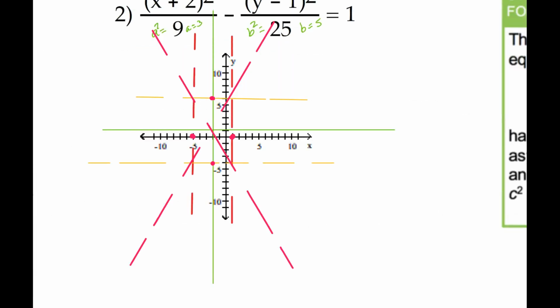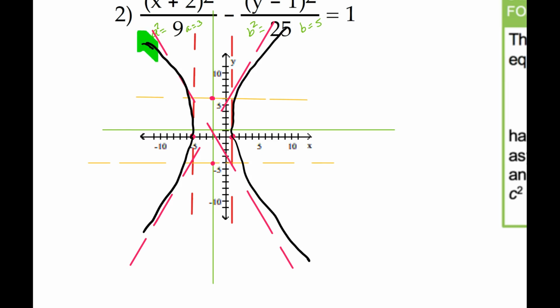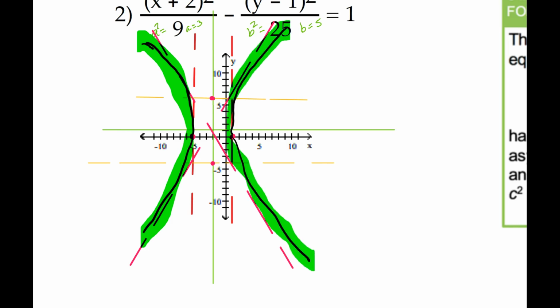Okay, now we're back. Our guidelines are drawn. I draw my parabola, or not my parabola, my hyperbola. It looks something like that, and something like that. And so the black part right there is our graph. Let me highlight that in green just so you can see it. Just the black part is our graph. The rest is the guidelines that help us graph it.